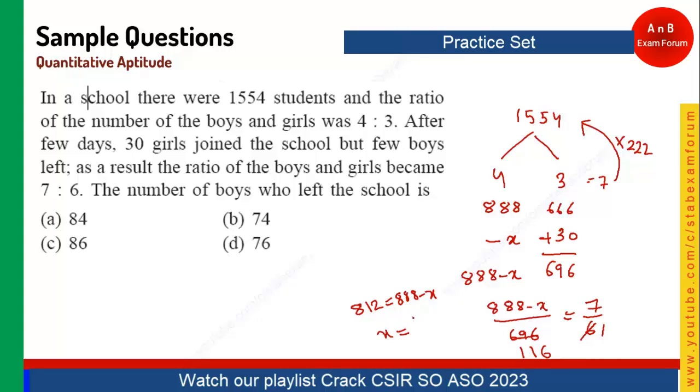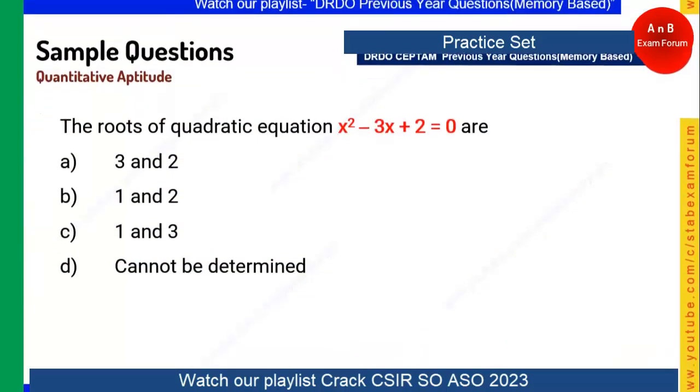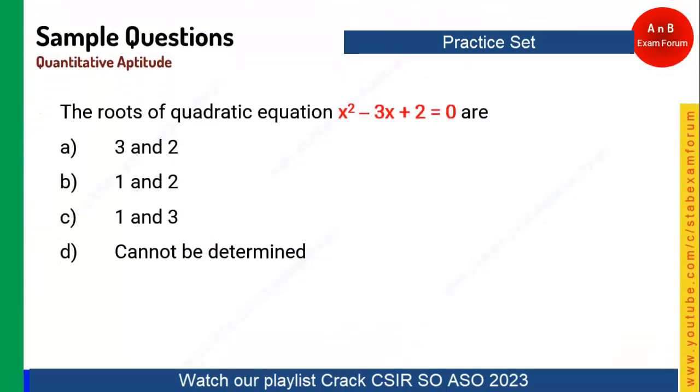Yes, 76. Okay, so 76, those who have found option D as their answer, they are correct. Let's see the next question. A very simple one from the quadratic equation. Let's begin the timer. A very simple one.